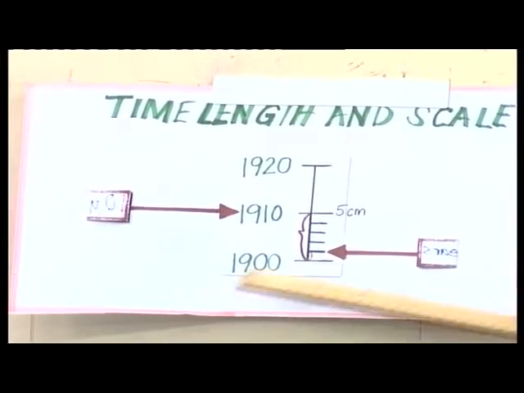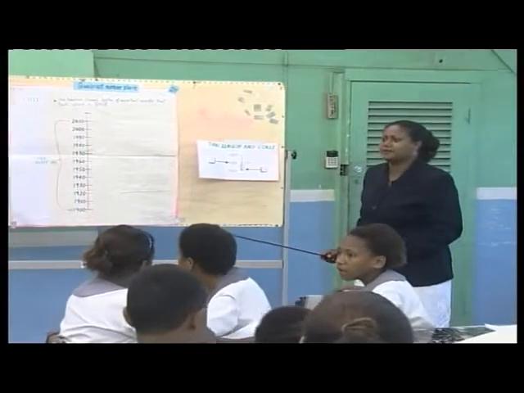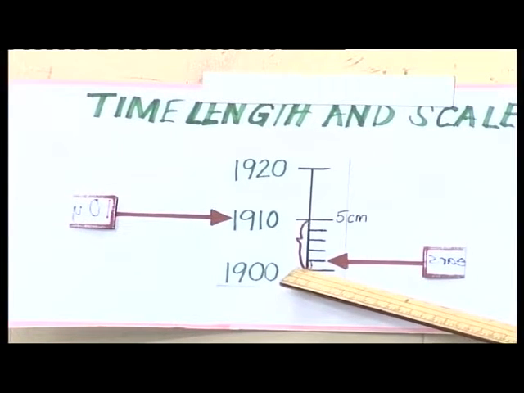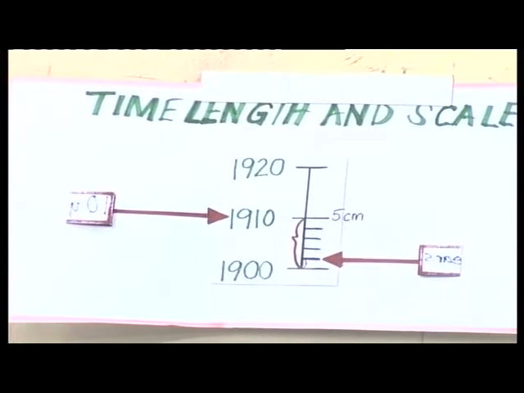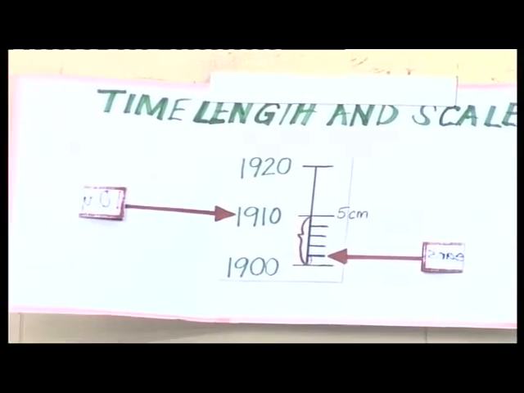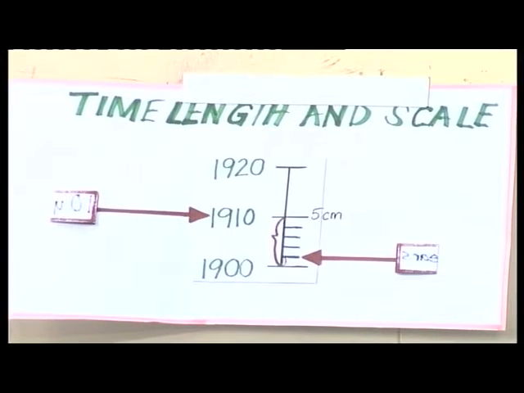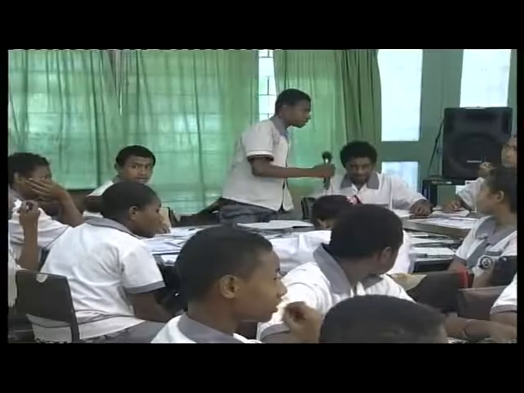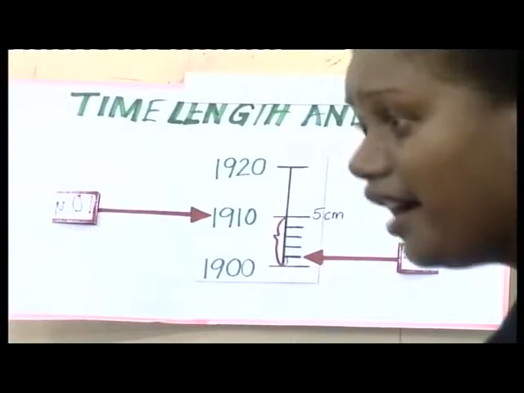How many years is between that? How many years is that? Samuel, how many years is that from 1900 to 1910? Receiving student, please answer this question to your teacher. Three years. It's about 3 years. Very good. Try.